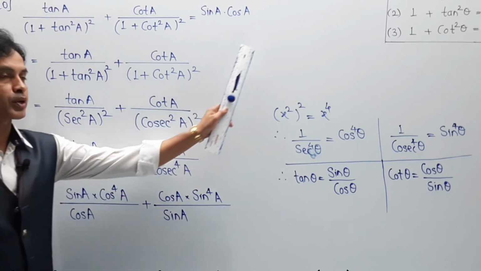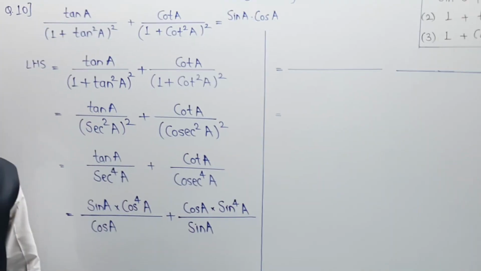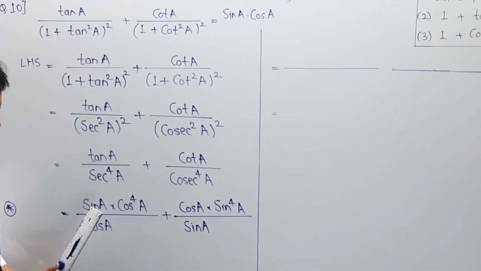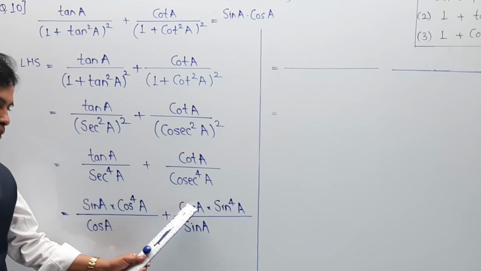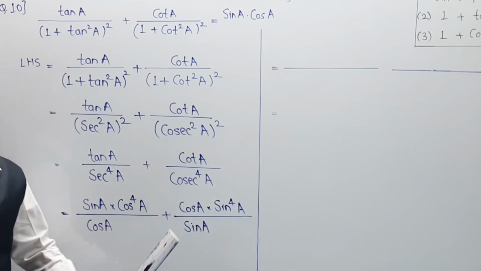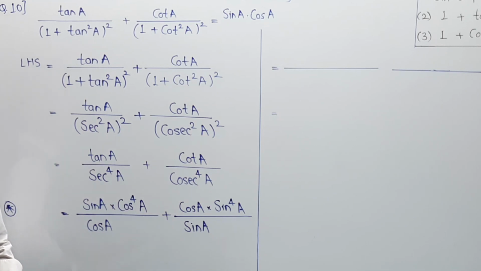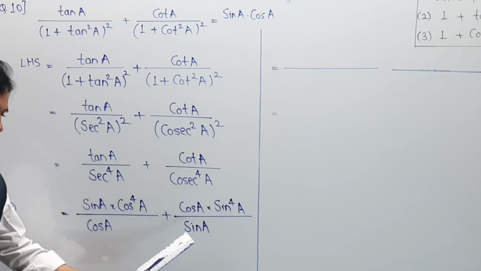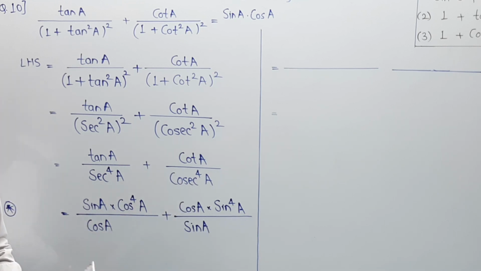Rest of the part I am going to write over here roughly. Now this is the step where we have reached: sin A upon cos A into cos raised to 4A plus cos A upon sin A into sin raised to 4A. I'm going to write the same step upstairs with some modification. Why? Because this cos A can cancel with one cos A and this upon sin A can cancel with one sin A. So, making simplification.